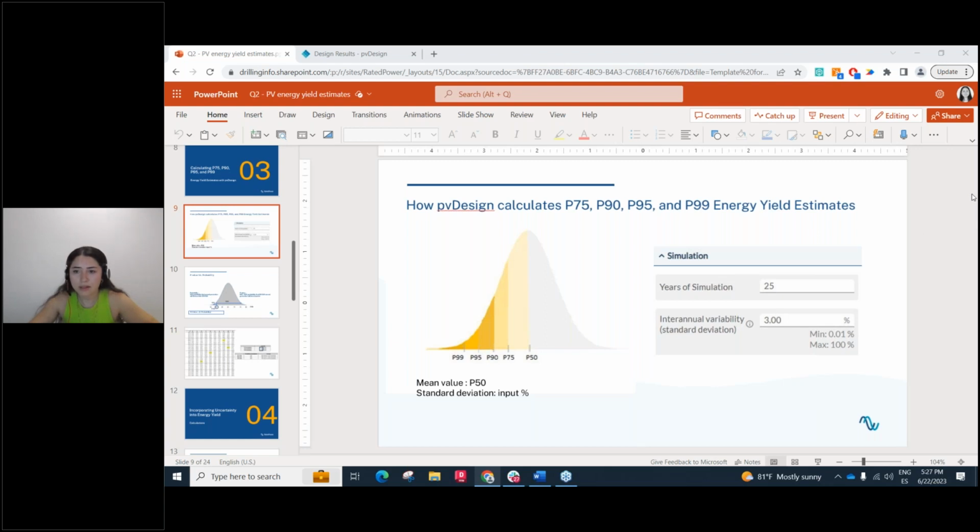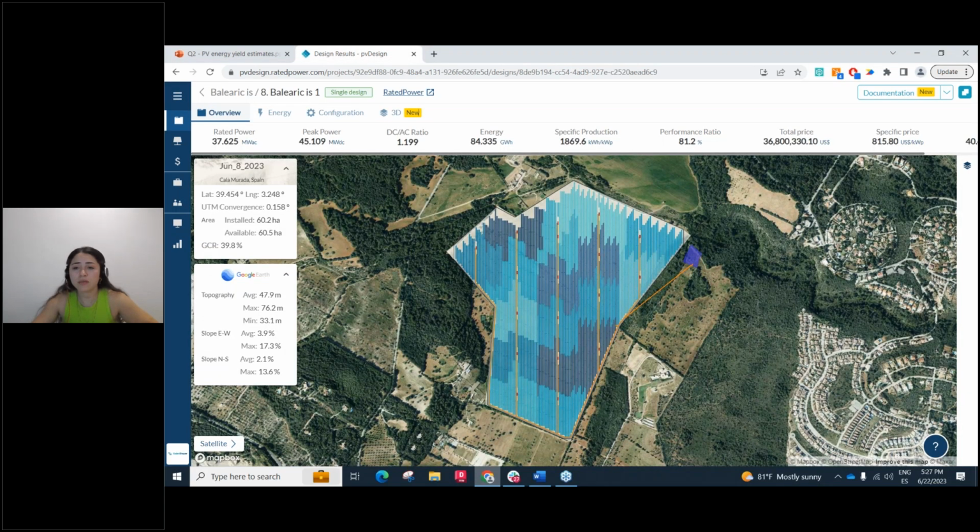Do we have any other questions here? Let me see. Okay, we have another question: do bifacial PV models affect the uncertainty? Bifacial PV models can affect the uncertainty in the energy yield estimate. So it will also affect the energy production.